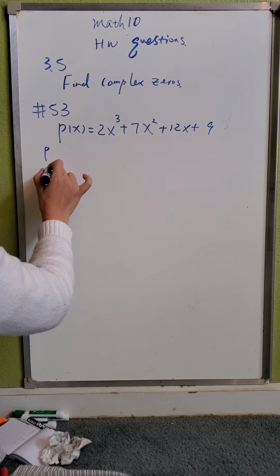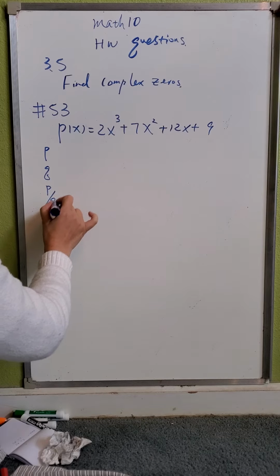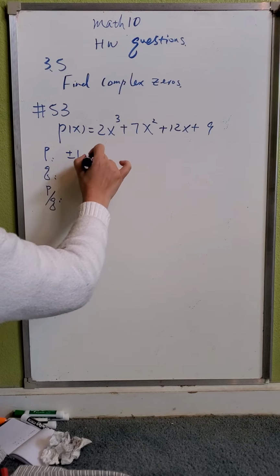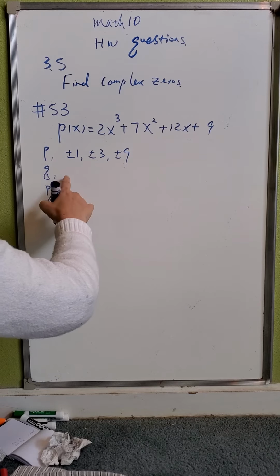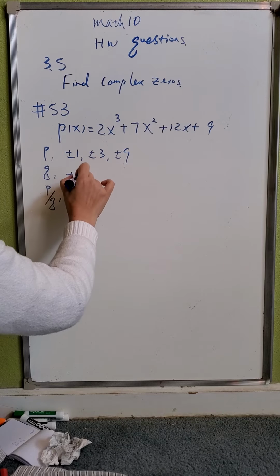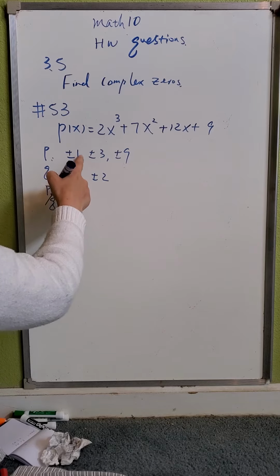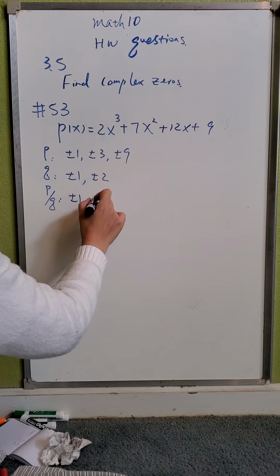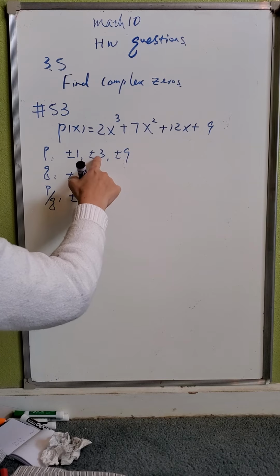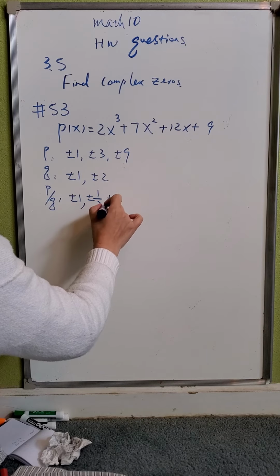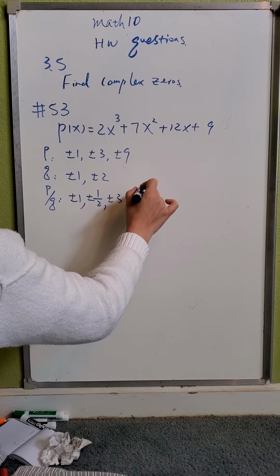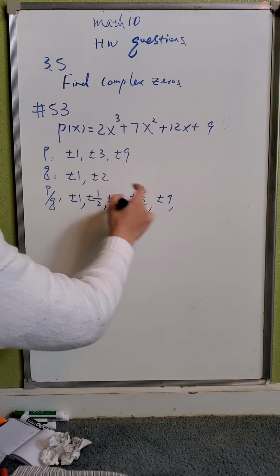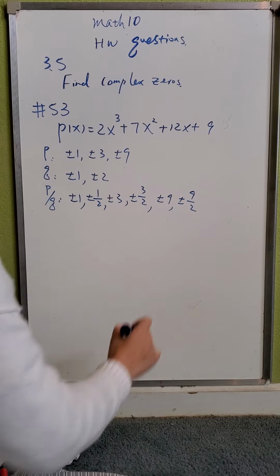First, we're going to get P, then Q, then P divided by Q. P is all the numbers that can divide 3, so 1, 3, and 9. Q is all the numbers that can divide 2. Then divide them together. Okay, that gives plus or minus 1, plus or minus 1/2, plus or minus 3, plus or minus 3 over 2, plus or minus 9, plus or minus 9 over 2.